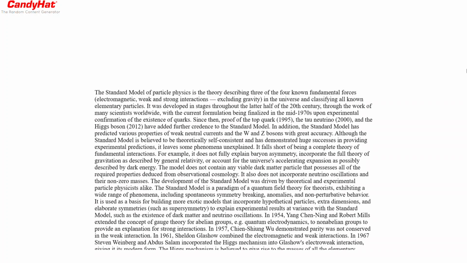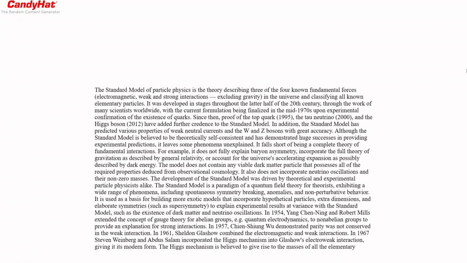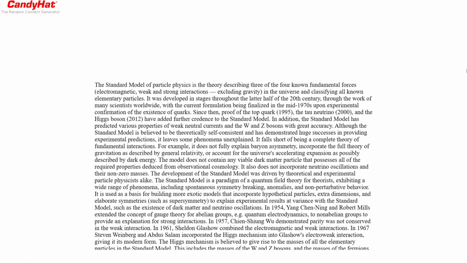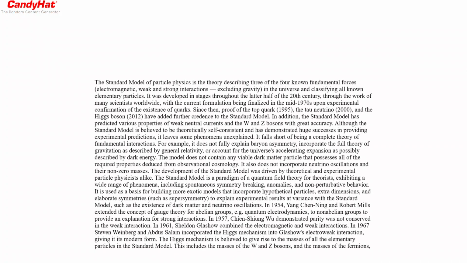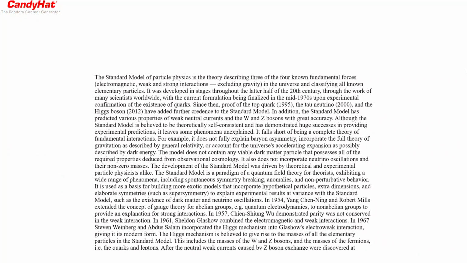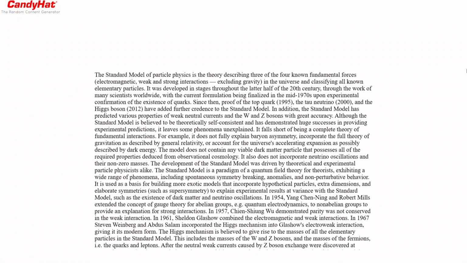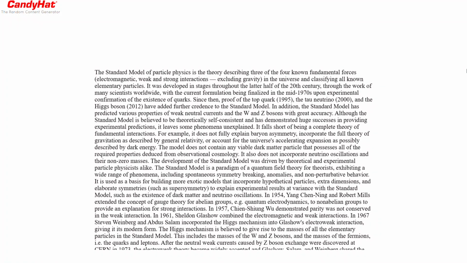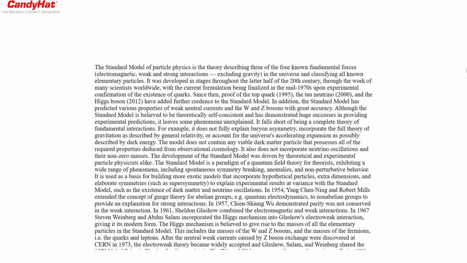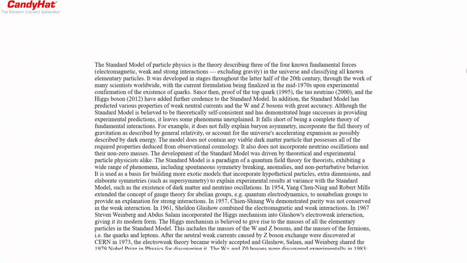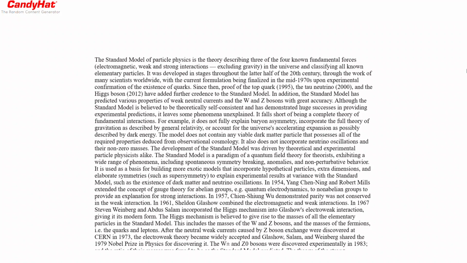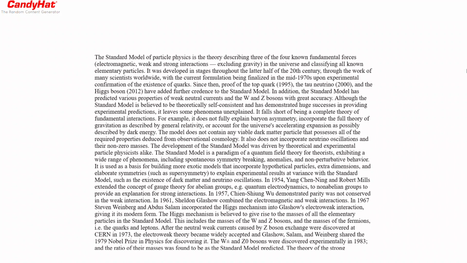and neutrino oscillations. In 1954, Yang Chen-Ning and Robert Mills extended the concept of gauge theory for abelian groups, e.g. quantum electrodynamics, to non-abelian groups to provide an explanation for strong interactions. In 1957, Chien-Shiung Wu demonstrated parity was not conserved in the weak interaction. In 1961, Sheldon Glashow combined the electromagnetic and weak interactions. In 1967, Steven Weinberg and Abdus Salam incorporated the Higgs mechanism into Glashow's electroweak interaction, giving it its modern form.